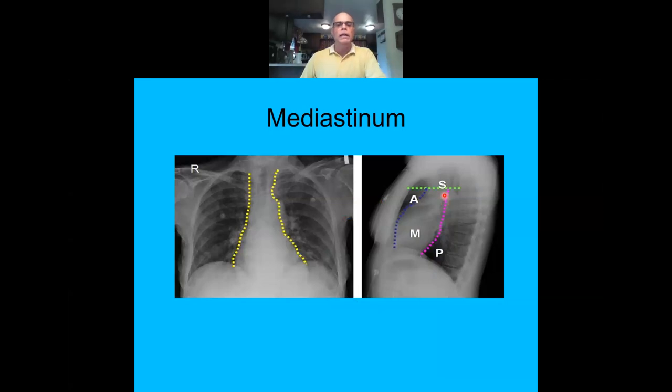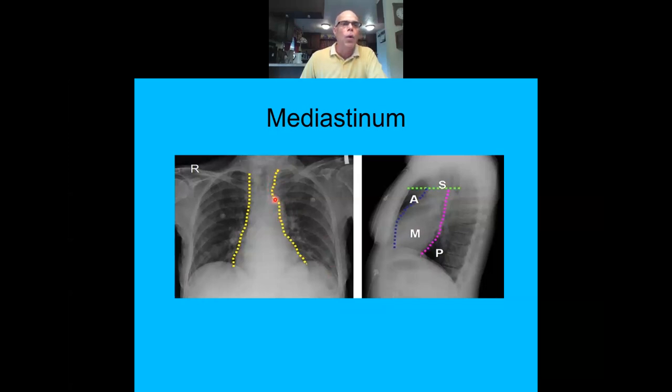Here we're looking again at the mediastinum on the chest x-ray. We're seeing the right lung and the left lung, and notice that there's a notch right there.